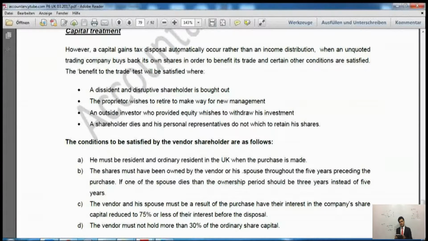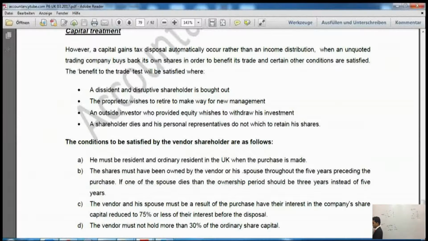As the name suggests, it is benefit to the trade. The company is buying back its own shares in order to benefit the trade of the company. Now how can they benefit the trade of the company by buying back its own shares? It doesn't make any sense, but sometimes if you buy back your own shares, it benefits your own trade. How? Let's read the notes.